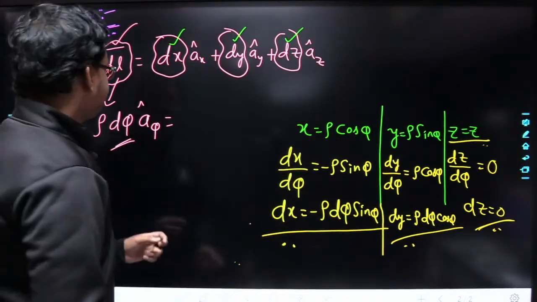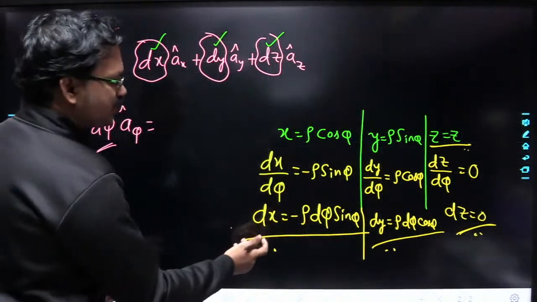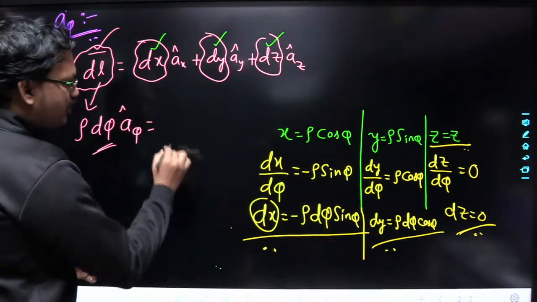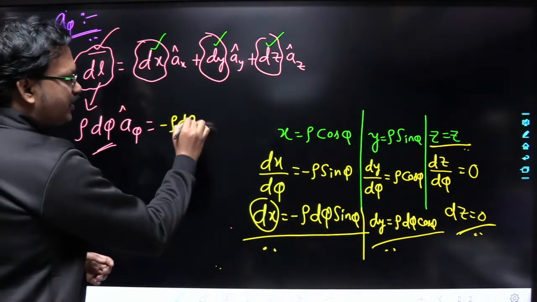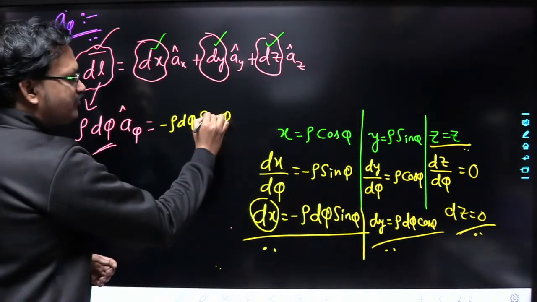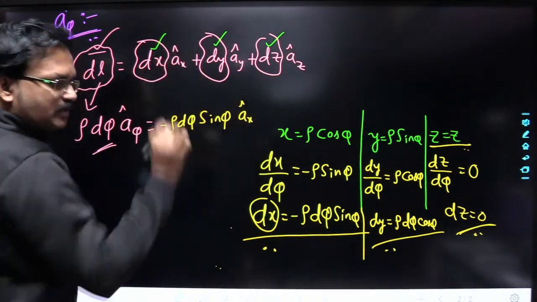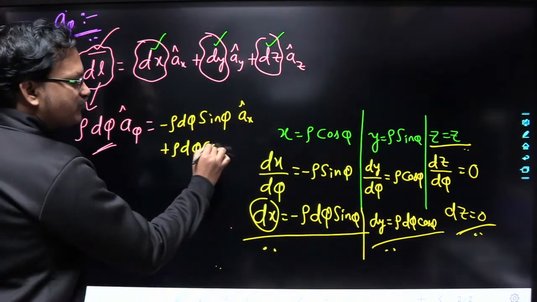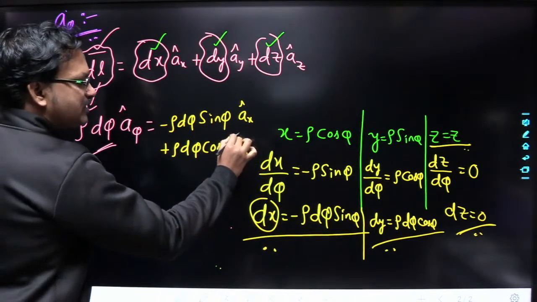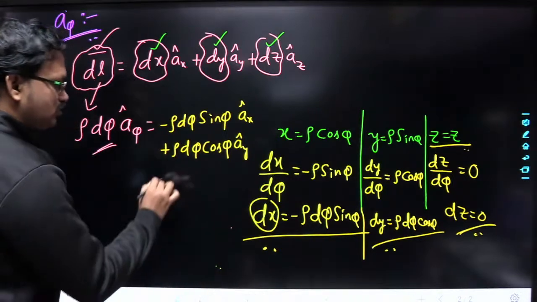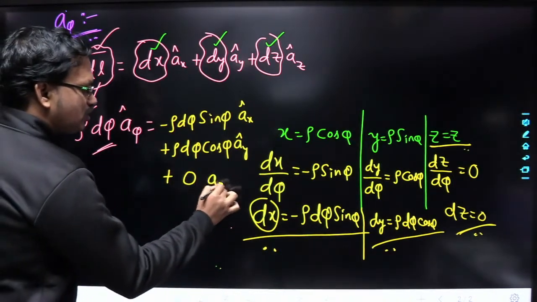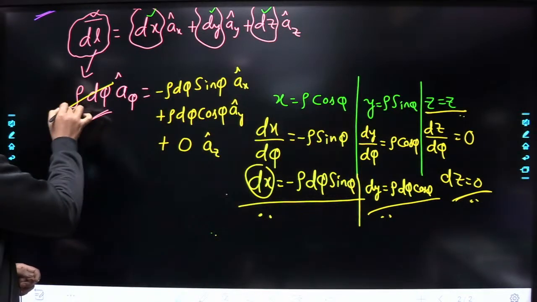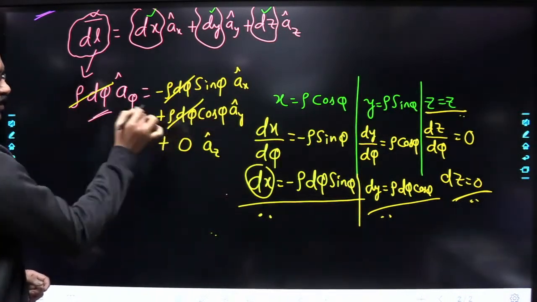Understood? Okay. Now, coming to the lecture, substitute here in place of dx. What you are going to get is minus rho d phi sin phi ax cap. Now dy is equal to what? Plus rho d phi cos phi ay cap. Yes or no? dz is equal to 0, so 0 az cap. Understood? Okay. So now, on the LHS, rho d phi, and on the RHS, rho d phi will get cancelled.